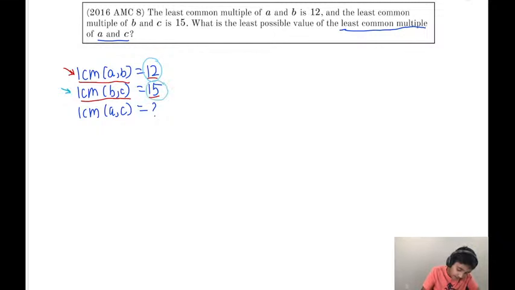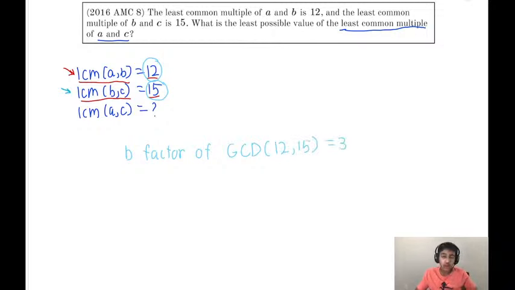And that means that B will be a factor of the GCD of 12 and 15, which is equal to 3. So now we know that B is a factor of 3, because it was a factor of the LCM of A and B and the LCM of B and C. So what are the different possible values of B? Well, we can either have B equal to 1 or B equal to 3.